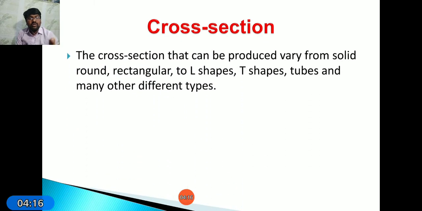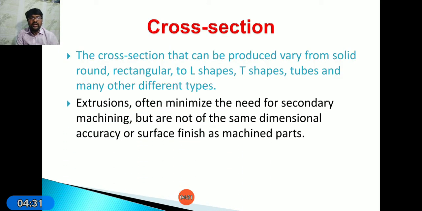Next, coming to the cross section of the object, the cross sections that can be produced vary from solid, round, and rectangle to L shapes, T shapes, tubes, and many other different cross sections we can make by using this process. Extrusion often minimizes the need for secondary machining, but it does not give the same dimensional accuracy or surface finish as machined parts. By using this process we can minimize the machining required after the remaining methods, but the surface finish and accuracy we cannot achieve like the machining process.